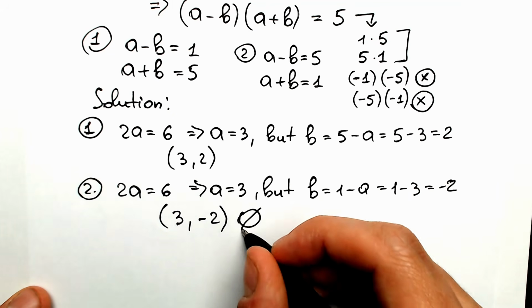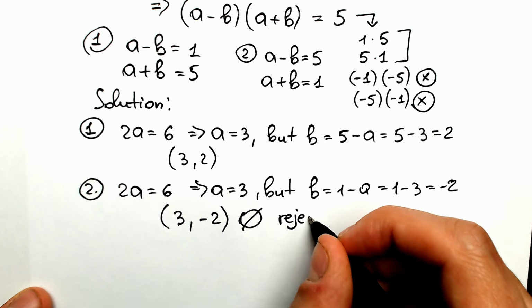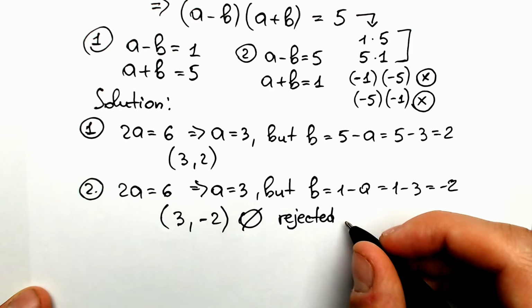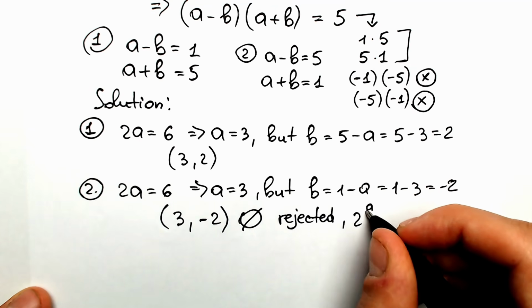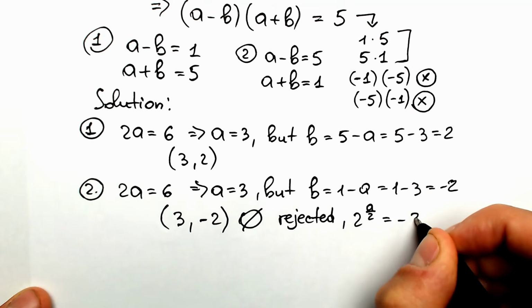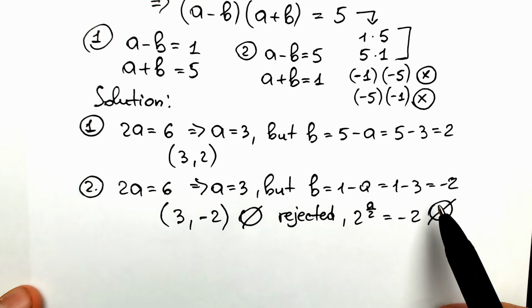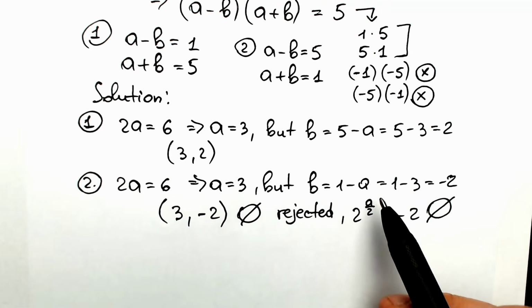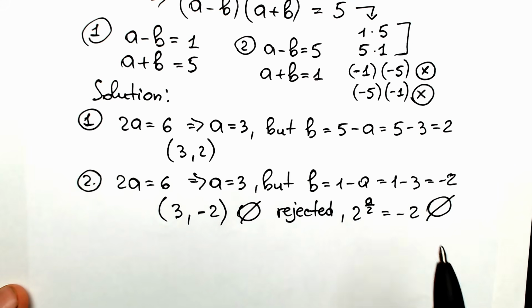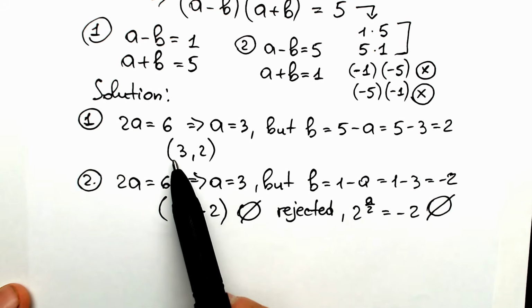So we reject this, because right here 2 to the power a over 2 is equal to minus 2, so this is no way. Of course, we can solve it in terms of complex numbers, but in general we are interested in real number roots, so that's why we reject it. Okay, so we need to solve this part.